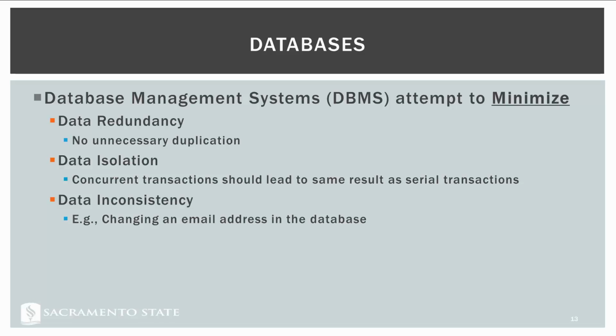And then the third one is, what we've already talked about also, is data inconsistency. So if I change my email in somebody's database somewhere, it should change it for their entire system, right? I shouldn't have to change it in multiple locations. Now, redundancy helps with that. Removing redundancy helps with that.